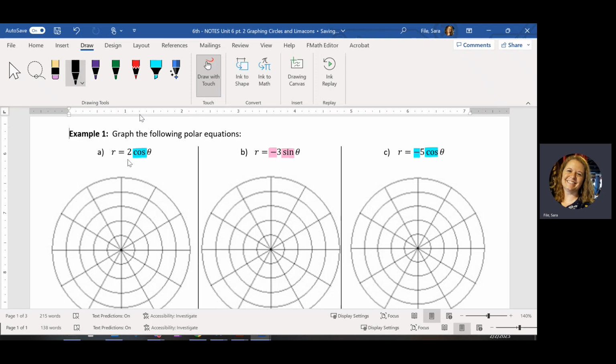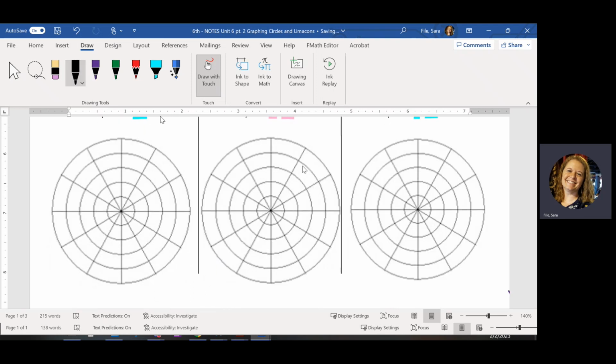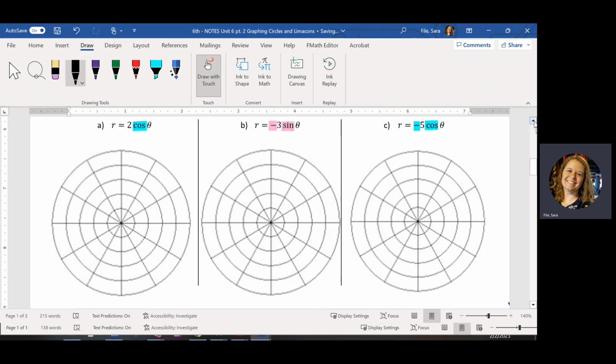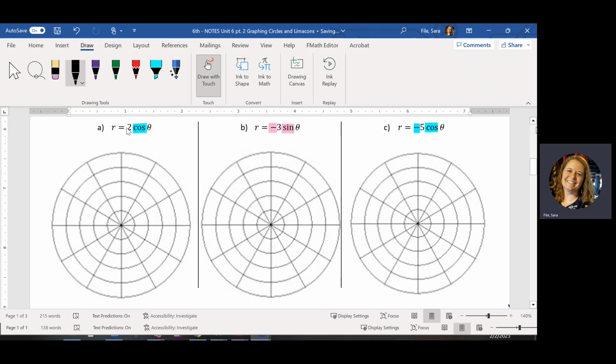For this first one, this is a cosine equation where A is 2 and it's positive. So positive cosine means it's going to be on the right side. So the left edge of the circle is going to be at the pole. This is going to be the left edge, and the diameter will be 2. So I'll go over 2 to the right, and that'll be the right edge of my circle. Then I can just sketch my circle over here.